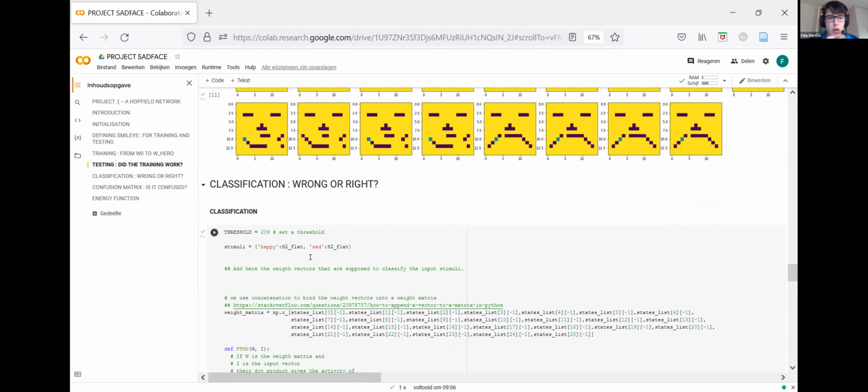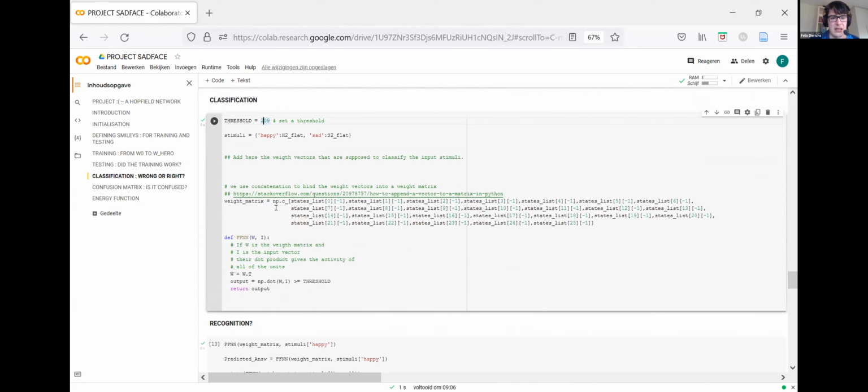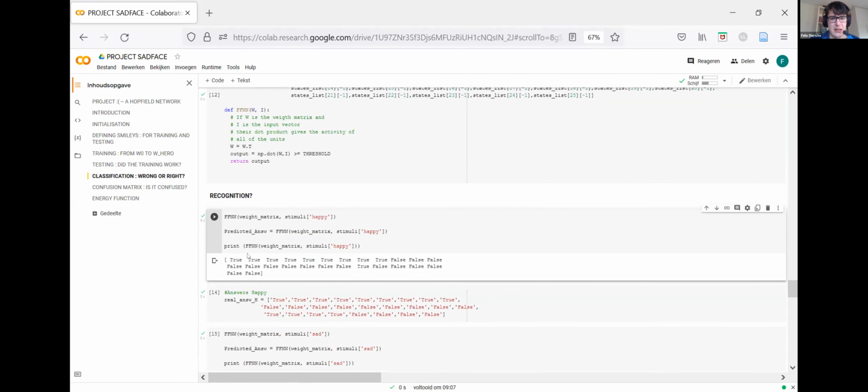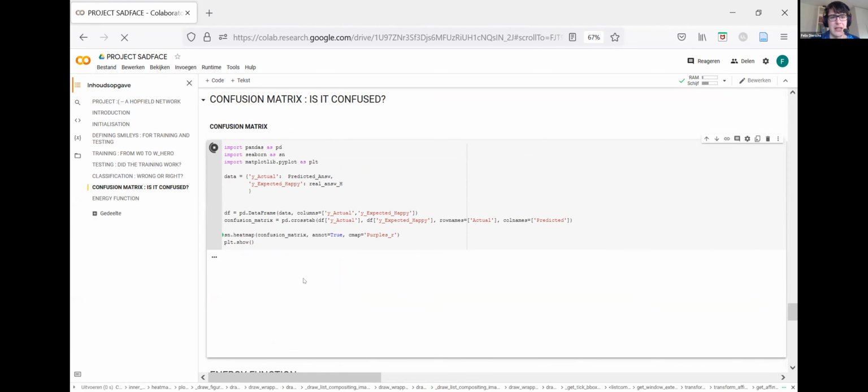So we've coded a quick feed-forward neural network where we've set a threshold of 209, because we have 15 by 15 matrices. So in total, there's 225. So we're allowing it to make 16 mistakes, because the smiley is like 25 pixels. And then if we run this and we do the recognition, with happy, it says it has those correct, and then the last ones are all false. And then we also had the confusion matrix, which shows that exactly.